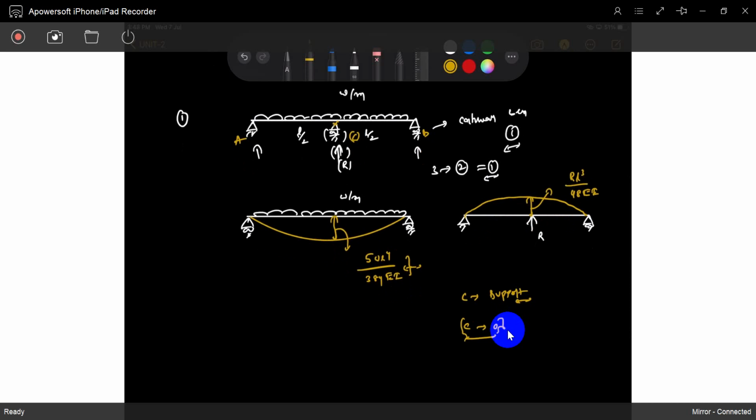I feel some reaction is applied at C location. Based on that, the deflection at C is 0. Understood? If you combine those two, the deflection at C is 0. That will be the end of the problem.